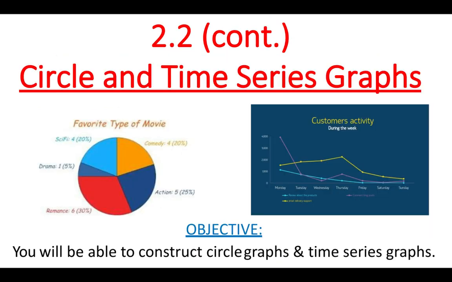All right, today we're going to talk about 2 other types of graphs. We've covered histograms, bar graphs, Pareto charts. Today we're going to look at circle graphs and time series graphs. Other words for this would be a pie chart and a line graph.